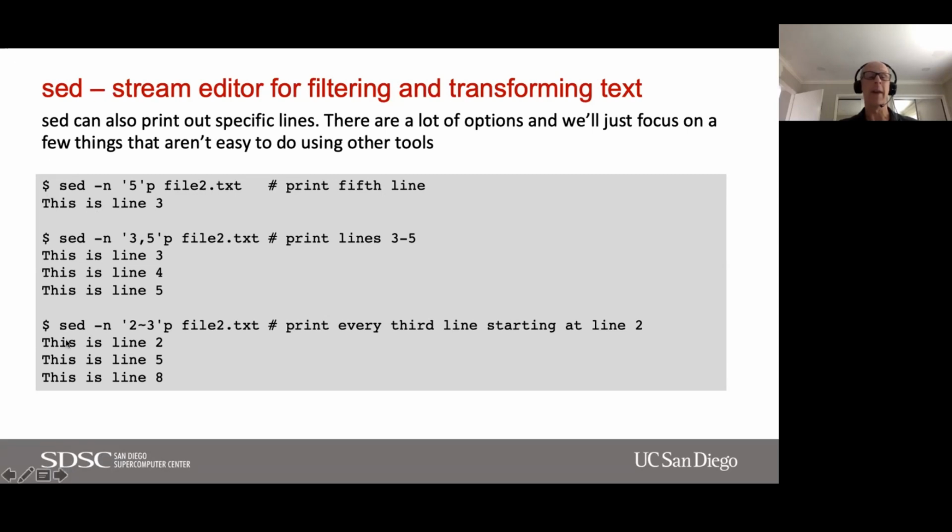I can specify a range of lines. Here in the quotes, I have 3,5, which means that I'm going to get lines 3 through 5. And then we can also specify a stride. So in this case, I'm going to be printing every 3rd line starting at line 2. Within the quotes, the 2 means where I'm going to be starting. The tilde 3 means that it's going to be every 3rd line. Again, the p means that we're going to print. So we're seeing line 2, line 5, and line 8.